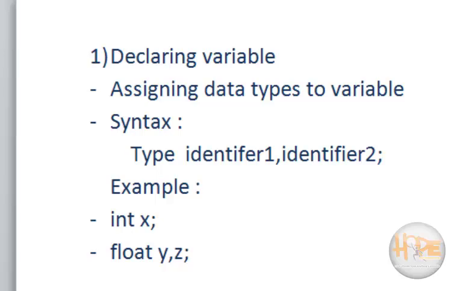Here, this is the syntax to declare variable. Type is a data type. Type represents the data type. Identifier 1 is variable name. We can create any number of variables simultaneously by using a comma in identifier.